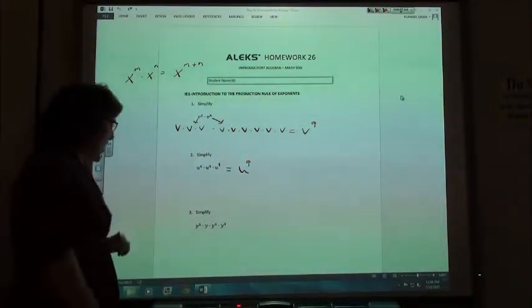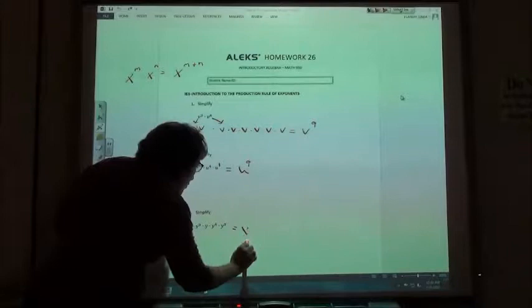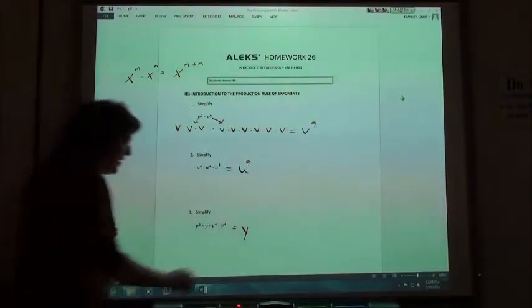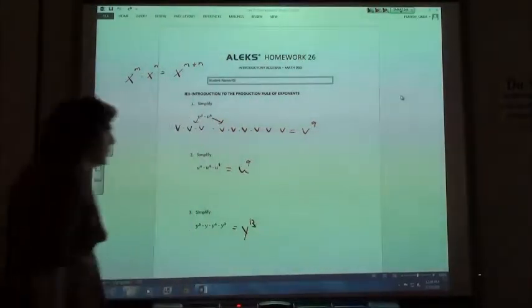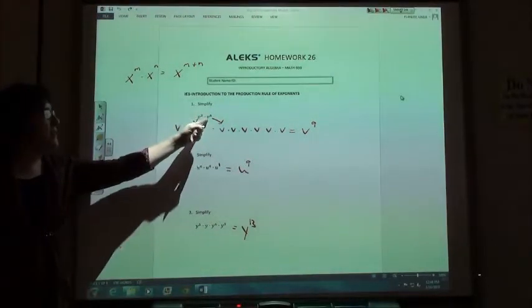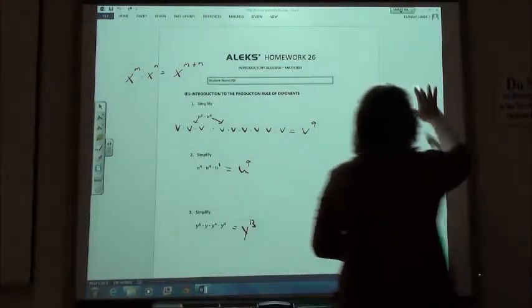So number 3, we have y to the 5th times y to the 4th times y to the 3rd. I'm going to end up with y to the 13th, exactly. So when I'm multiplying, if my bases are the same, I add those exponents together. That's your first rule.